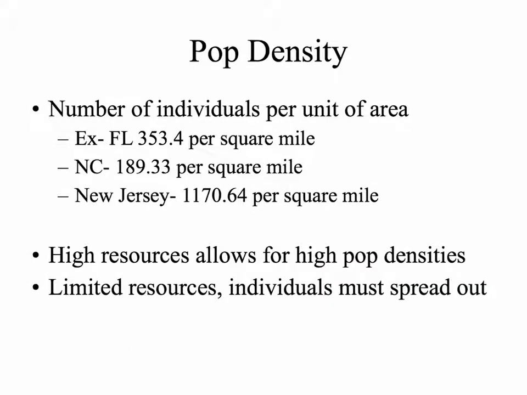Humans like to figure out population density, particularly for our own population. So for example, you can look up the population density by state. Florida has a population density of approximately 353 people per square mile. North Carolina has a population density of 189 people per square mile. Last I checked, New Jersey was the most dense state with 1,170 people per square mile.